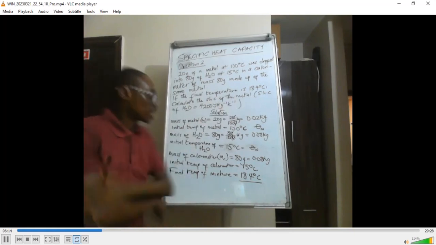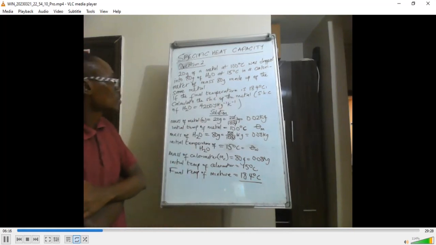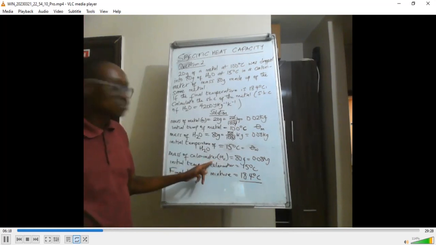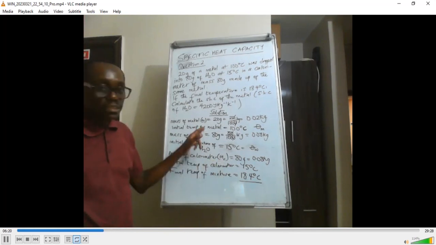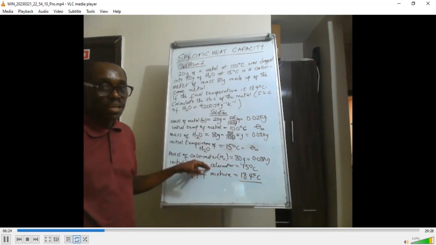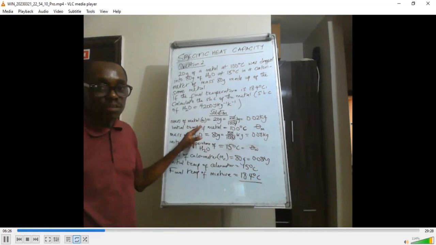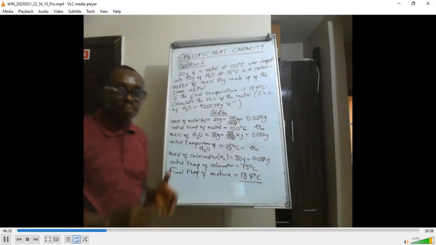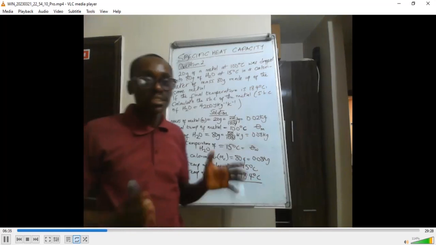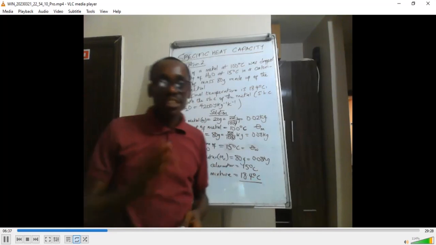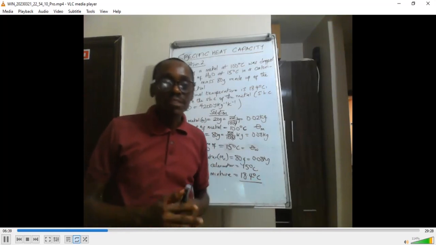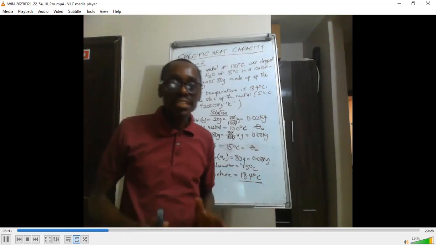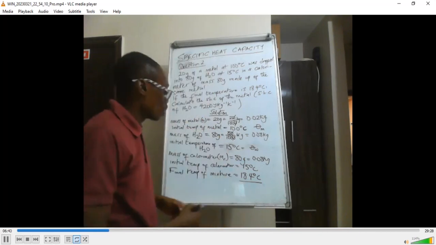So we have to get the specific capacity of the metal. The calorimeter is made of that metal. The material used to make the calorimeter is the same metal. So that means the specific capacity of the metal and the specific capacity of the calorimeter are going to be the same. Since the calorimeter is made of that metal, they are going to have the same specific heat capacity.